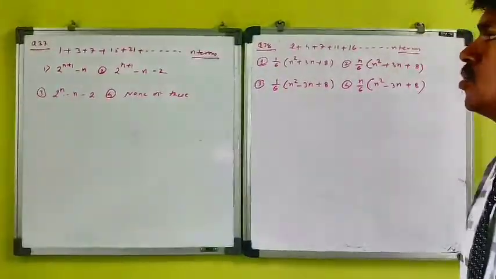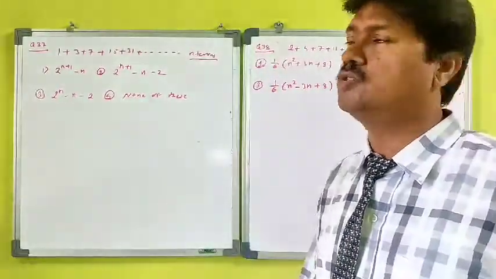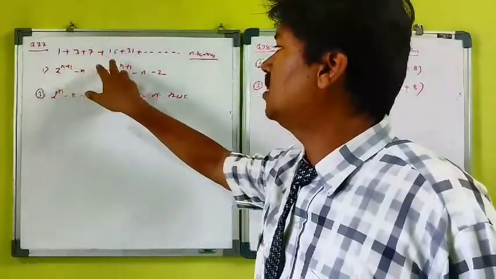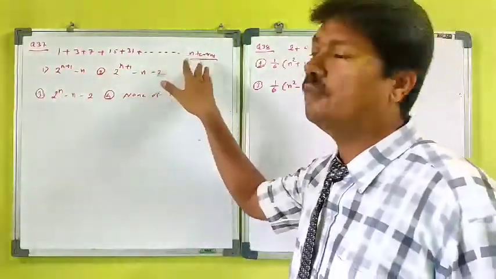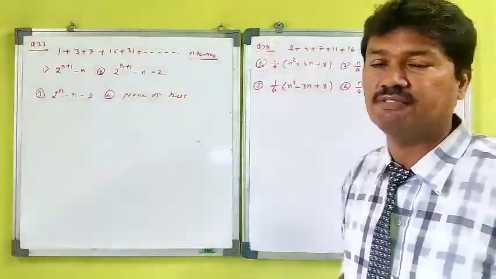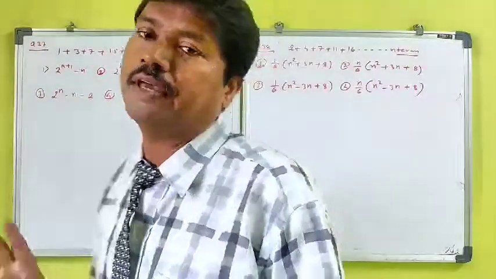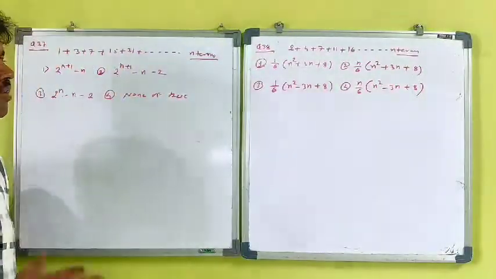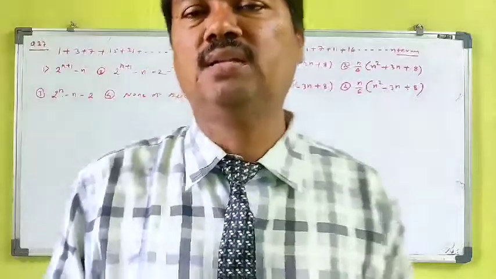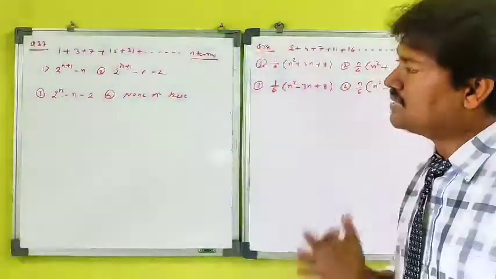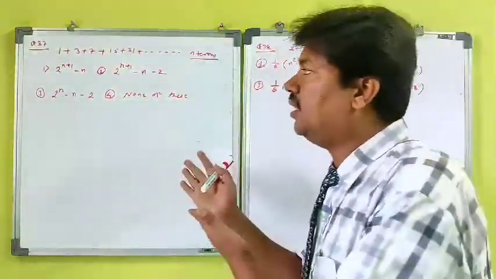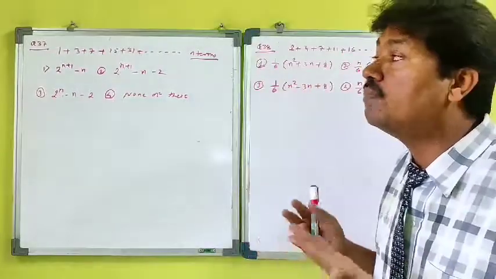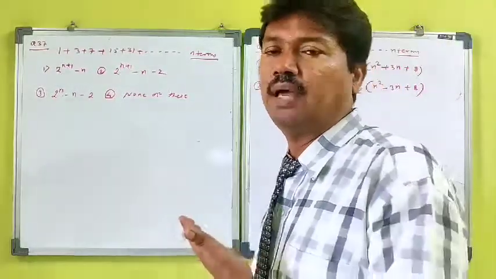Yes, so next question number 37 here. 37 is 1 plus 3 plus 7 plus 15 plus 31 up to n terms, and the options are given to you. Why have I written the options here? Because we are not going to solve it by the conventional method, because it is not easily observed that it's an AP, GP form.